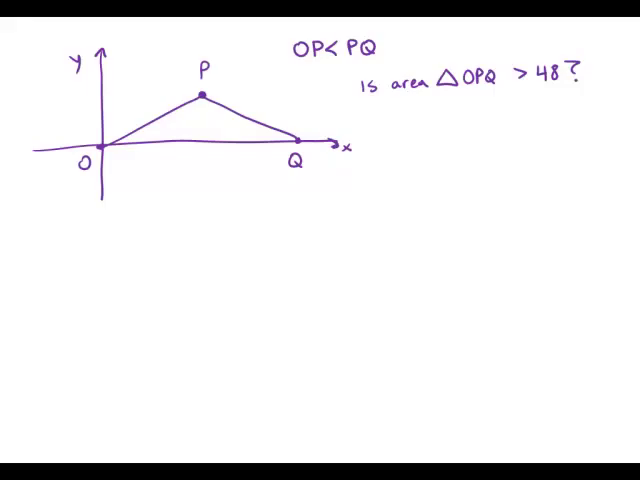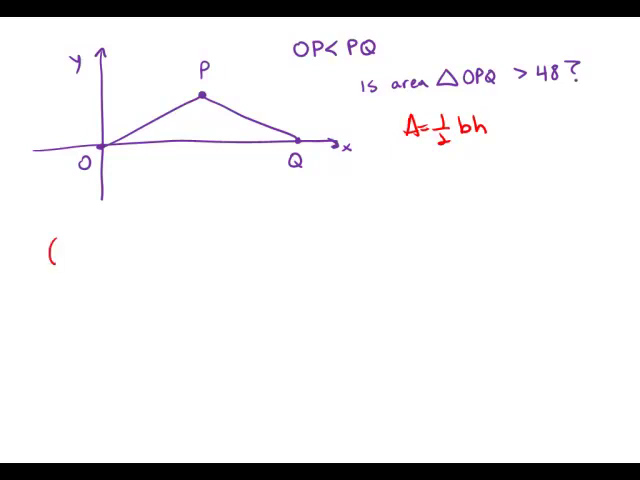In the rectangular coordinate system, if OP is less than PQ, is the area of triangular region OPQ greater than 48? So what we have here is the area of a triangle, and of course the area of a triangle is 1/2 base times height, so that may come into play.